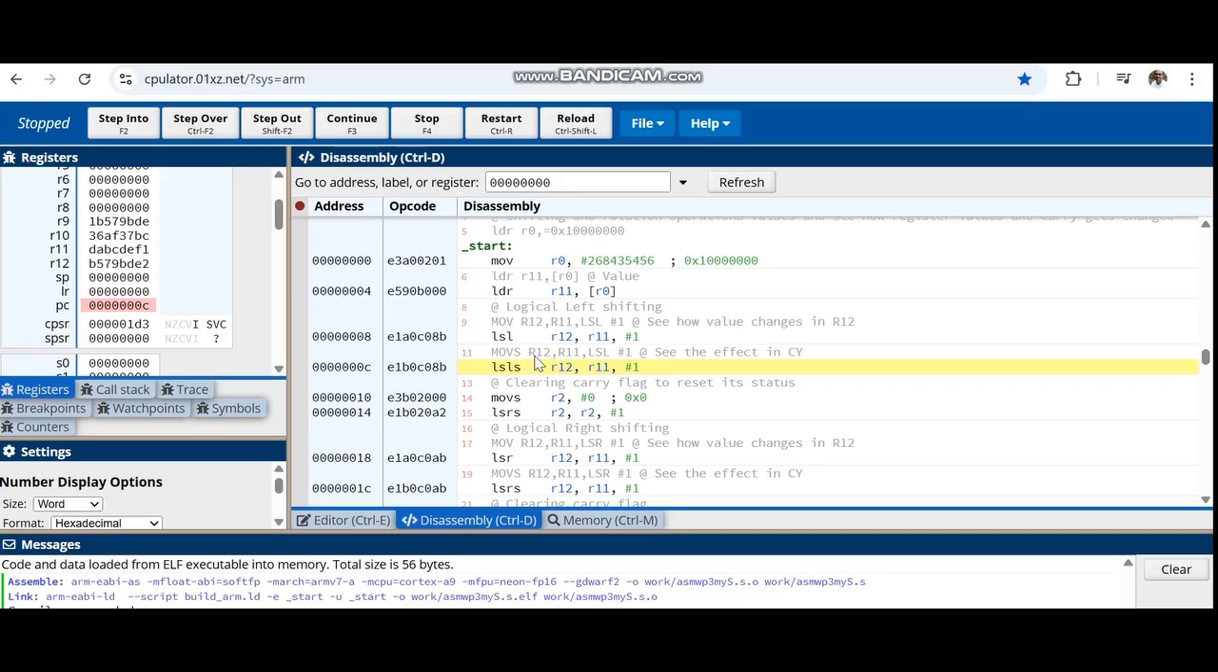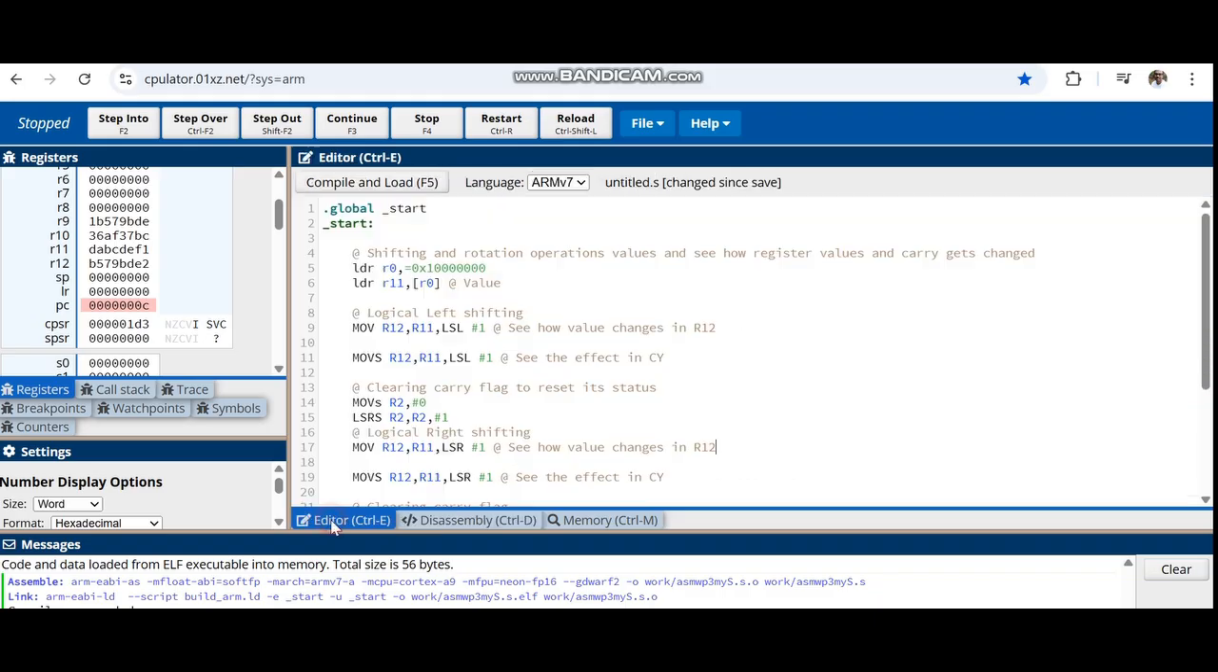Now let's see what happens when we do MOVS R12, R11, LSL #1. When we do that, since we are giving an S along with the mnemonic, the flag will be affected. So with this LSL #1, R11 will be left shifted by 1 bit to the left, and the corresponding bit from the left will go to the carry flag. So in R11 we have the leftmost nibble corresponding to D, which is 1101. So this leftmost one will go to the carry flag.